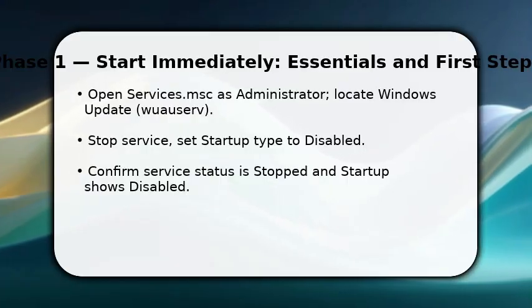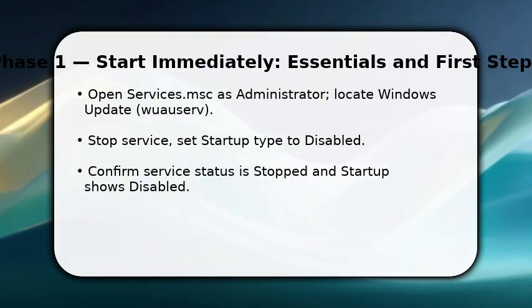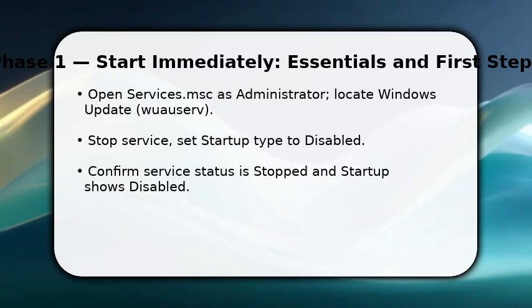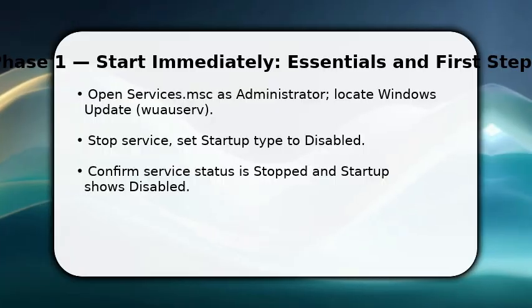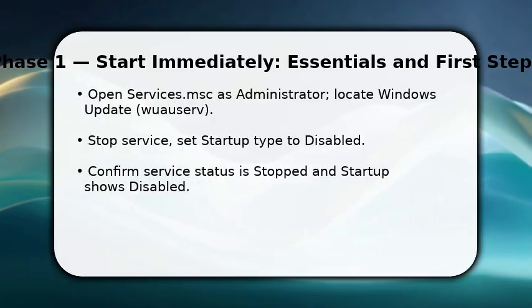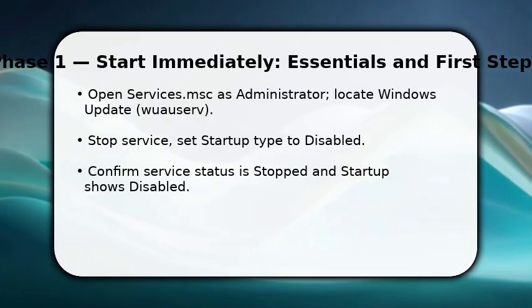You start by killing the updater process. Open services.msc as administrator and find Windows Update, also labeled wuauserv. Right-click, select Stop, then open Properties and change Startup Type to Disabled. This prevents automatic restarts. Once done, make sure the service state reads Stopped.